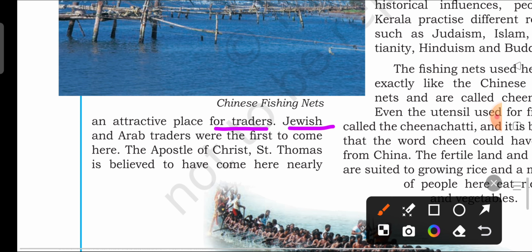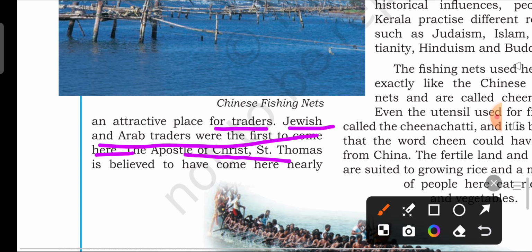Jewish and Arab traders were the first to come here. Because of Jewish travelers, or you can say Jewish traders, you will see Judaism is also followed here. Jews are especially from the country Israel. So these traders are believed to be the first ones who came to Kerala, the Jewish and Arab traders.